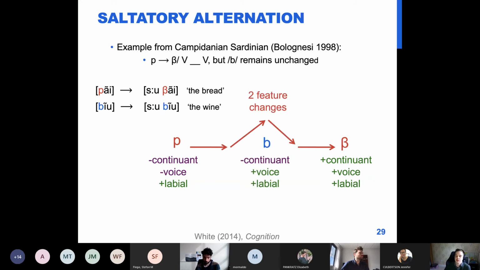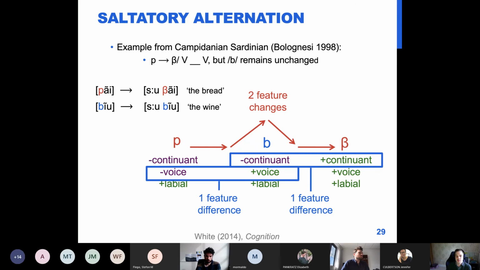But what's interesting is that if you put the B in here and it doesn't change, this B is actually just one feature away from both of the sounds that alternate with each other. So it's voiced like the beta, but it's a stop like the P. Okay, so if you're not a phonologist, you might be thinking, why is this weird?